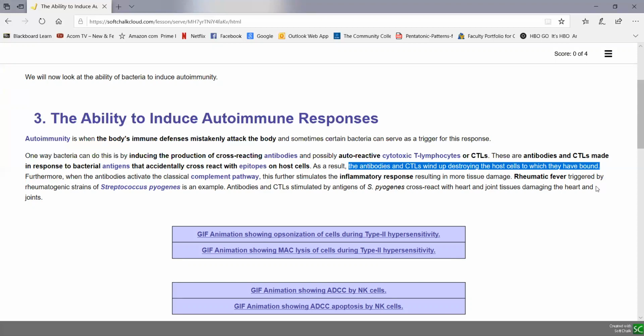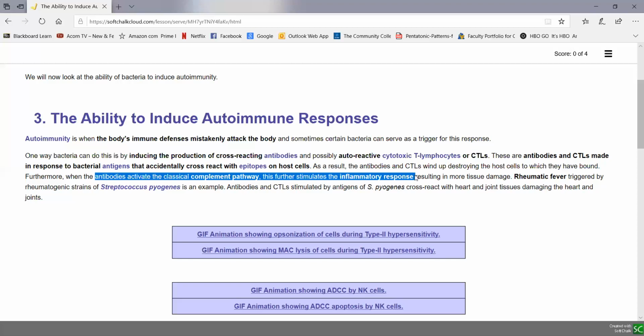So what we think happens here is there's a similarity in shape in epitopes where when the body responds by making antibodies or cytotoxic T lymphocytes to react with specific bacterial epitopes, in some individuals those cross-react with epitopes on our own cells because of similarity in structure. And that causes the immune system to attack healthy cells in the body. Furthermore, antibodies can activate the classical complement pathway, and as we saw, that stimulates an inflammatory response, and that can lead to greater tissue damage.